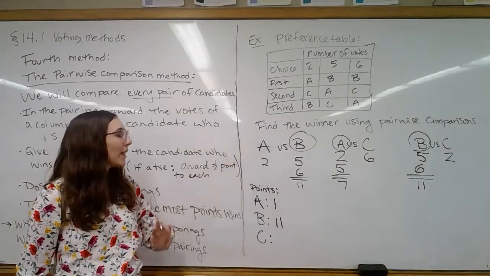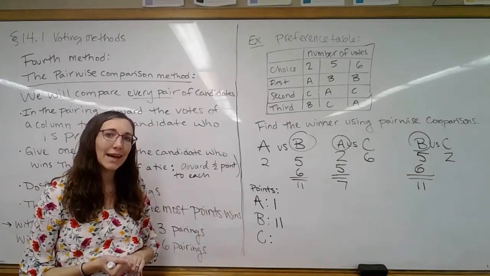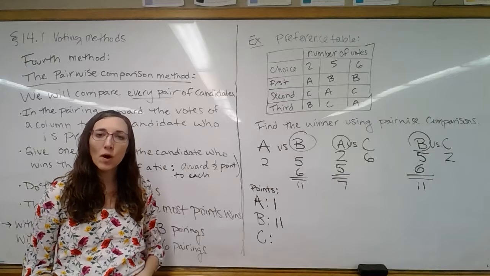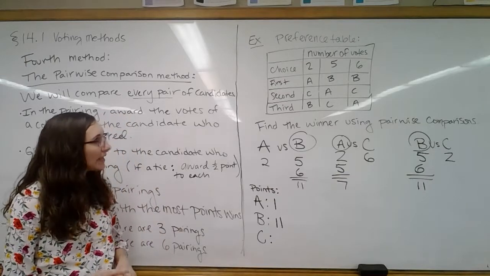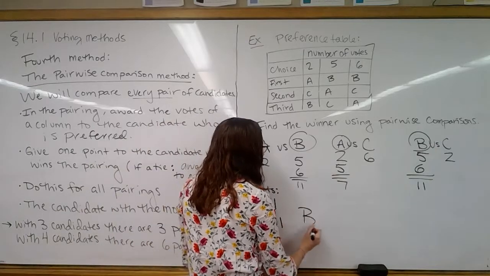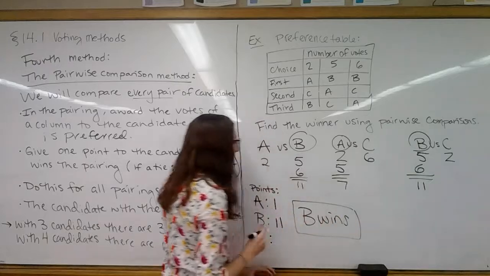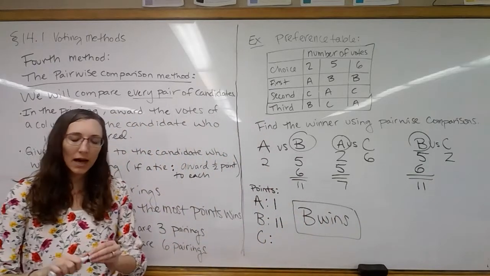We did all 3 pairings, so now looking at the points, we see who has the most, and it's B. B won the most head-to-heads between different people in this example. So B wins with the most points.